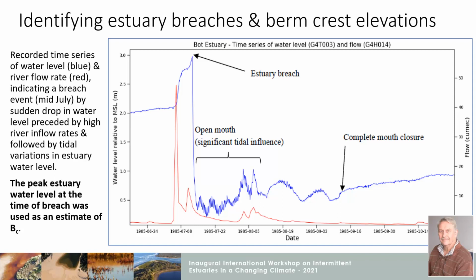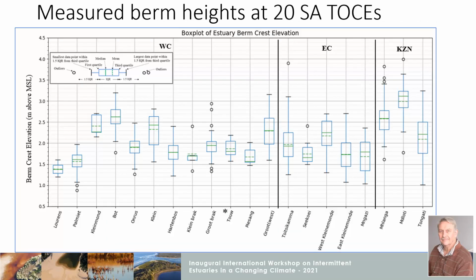So the peak water level at the time of breach was used as an estimate of the berm crest elevation. So this gave us a lot of data to work with from these 20 estuaries. This is a box plot showing the results for the data for all these estuaries, berm crest elevations above mean sea level. You can see quite a wide variety there, and this also allowed us then to determine the maximum berm crest elevation for each estuary.